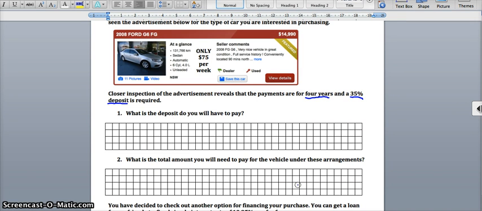What's the total amount you'd have to pay for the vehicle under these arrangements? These arrangements refer to this here, $75 a week for 4 years. $75 every week for 4 years. Okay? I probably don't need to go through those calculations either, unless someone requests it.